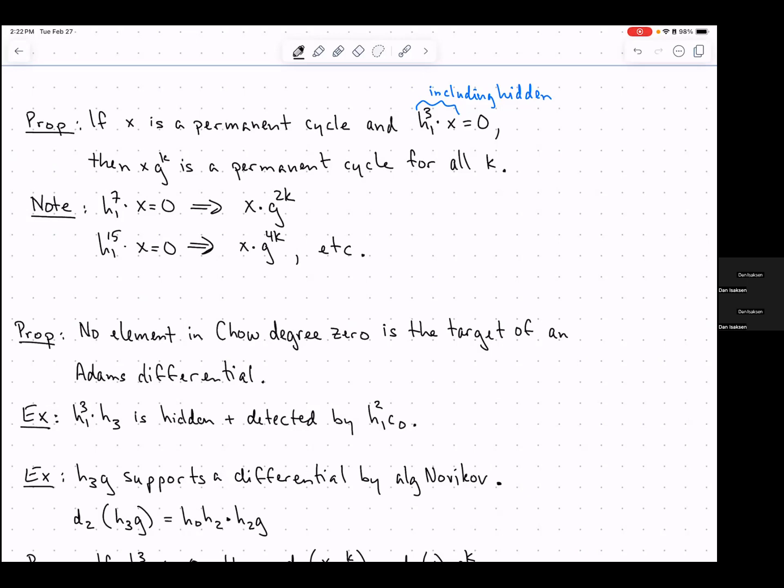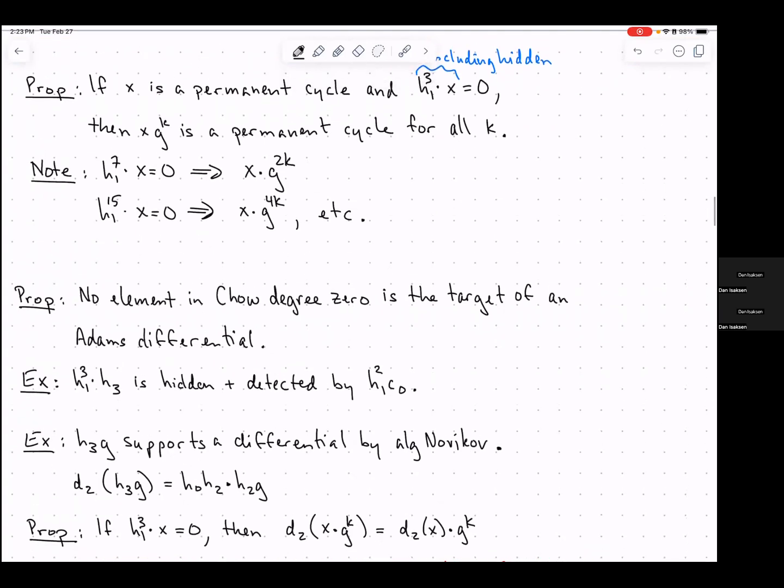So what I'm saying here is that the hypotheses of this proposition don't apply to h3, because this does not hold, which means that h3 g could potentially not be a permanent cycle. The proposition allows for it, and it turns out that h3 g does in fact support a differential. The way I know this differential d2 of h3 g equals this product is through the algebraic Novikov spectral sequence, which is a whole different story that I'm not going to talk about here today. But I know this differential for some other, unrelated reason.